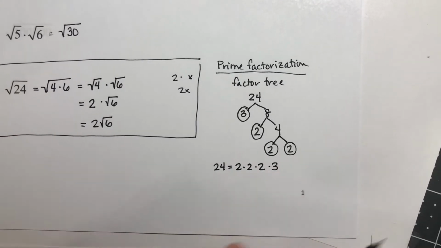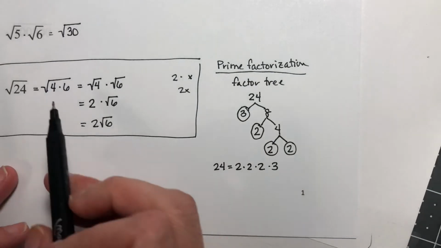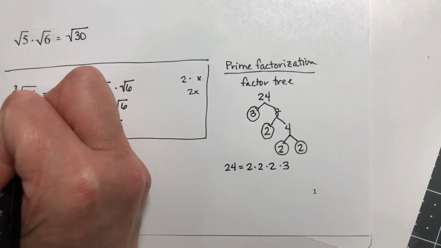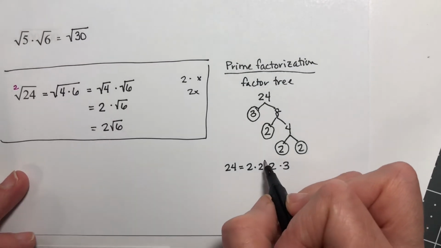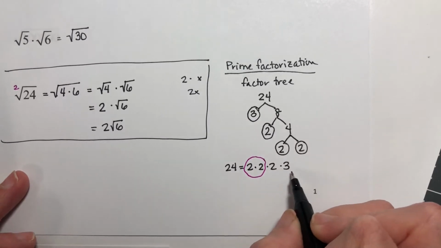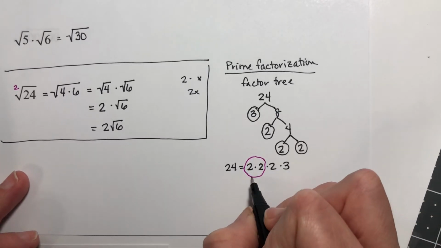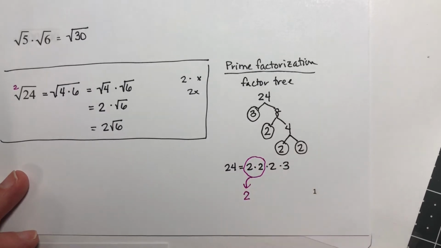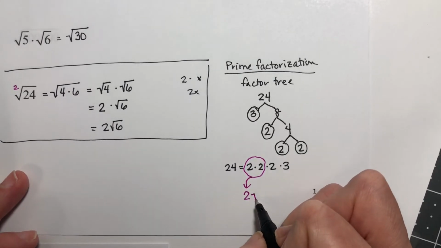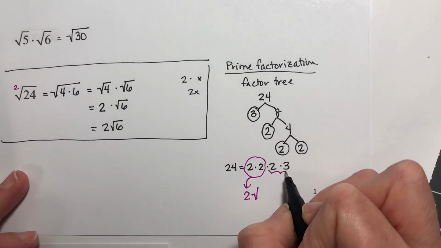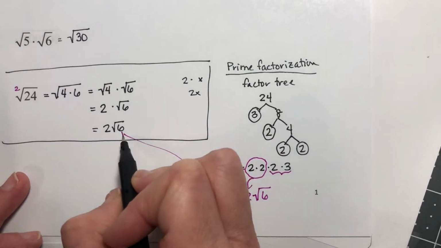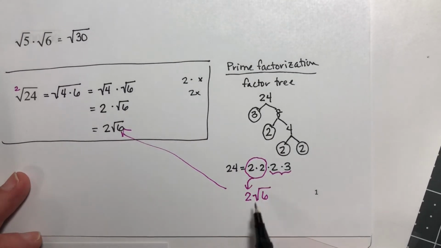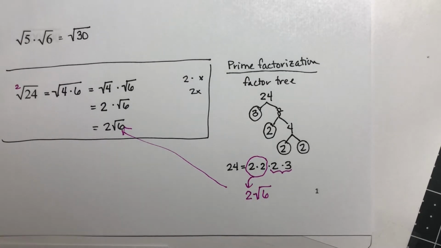And then what you do is you look at the index of the radical. My index was an understood 2. That means I'm looking for pairs. Here I have a pair of 2s. I don't have any other pairs here. If you have a pair, it comes on the outside. So I have a pair of 2s. And then what do I have stuck on the inside? I have a 2 times 3, which is 6. And if you compare that to here, we get the same answer. We're going to be doing a lot more of this. Don't worry about it just yet. Okay? So there's the factor tree method.